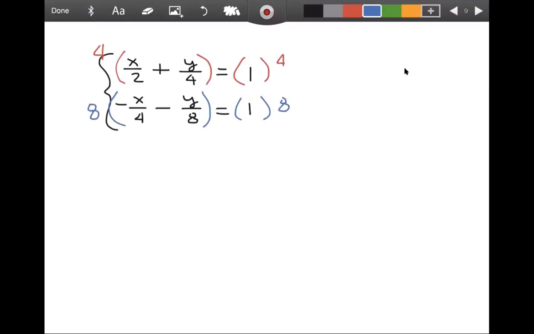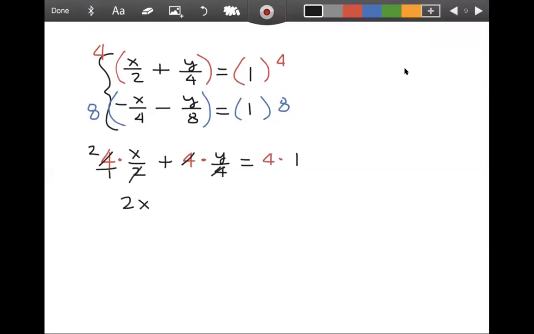All right, so I'm going to take my time here. First equation, we're going to have everything multiplied by 4. So let's do this. We have 4 times x over 2 plus 4 times y over 4 equals 4 times 1. 2 into 4 goes 2, 4 and 4 cancel. So the new first equation is 2x plus y equals 4.